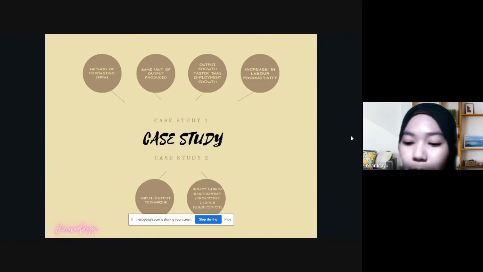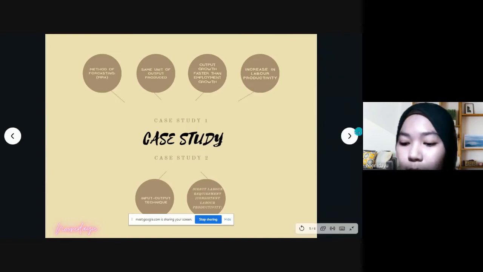Although for the whole economy, direct labor requirement appears to be the consistent measure of labor productivity, for some sectors of the economy, indirect labor requirement is also important. That's all for the summary of the case study. I'll pass to the next presenter.